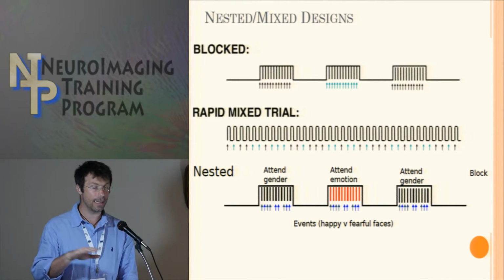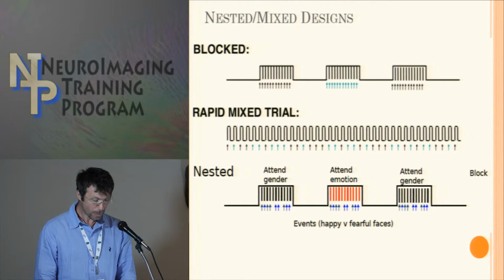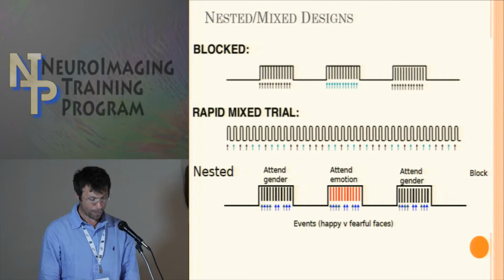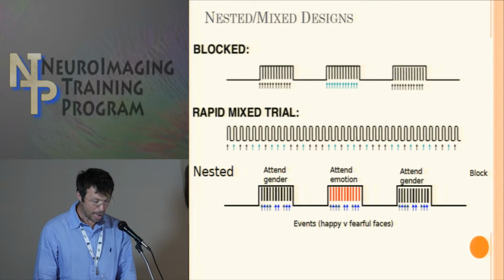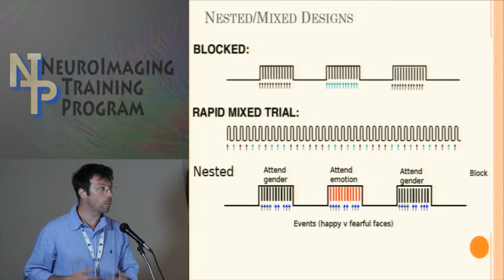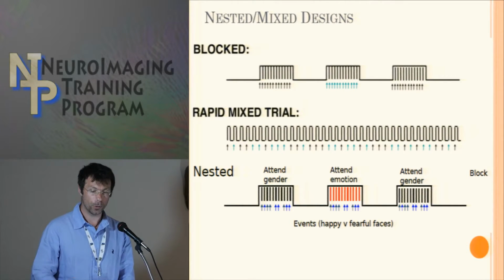Finally, if you really want, you can mix these designs in clever ways. You can do what is called a nested design. For example, you might have blocks where you have, let's see, these are happy faces, then fearful faces, then happy faces, right? So the type of face you see happens in blocks, although within the blocks they're jittered, right? And then these are interspersed happy and fearful faces, and these are interspersed happy and fearful faces.